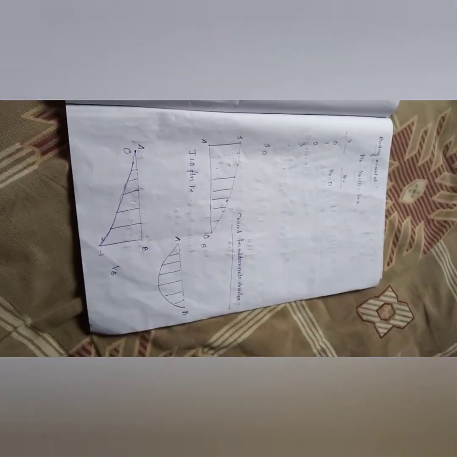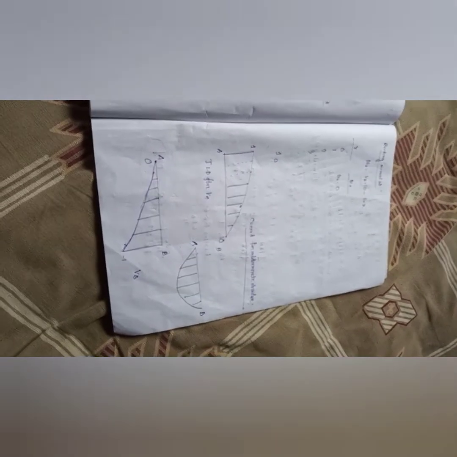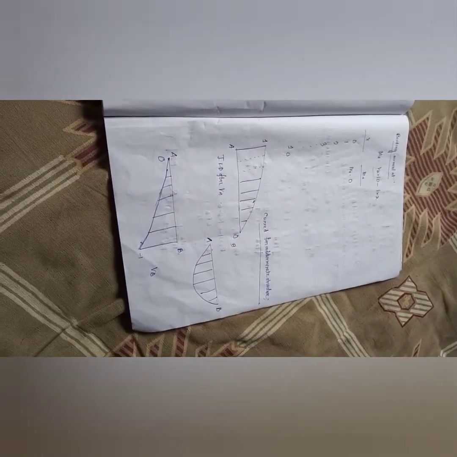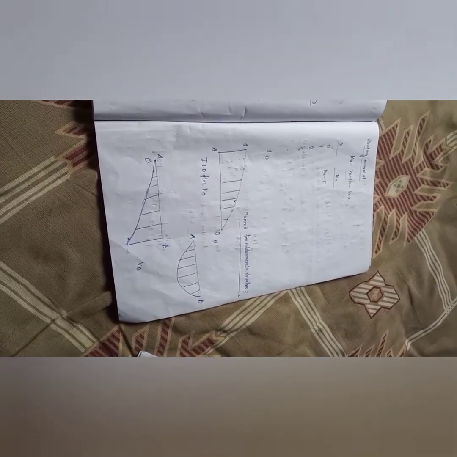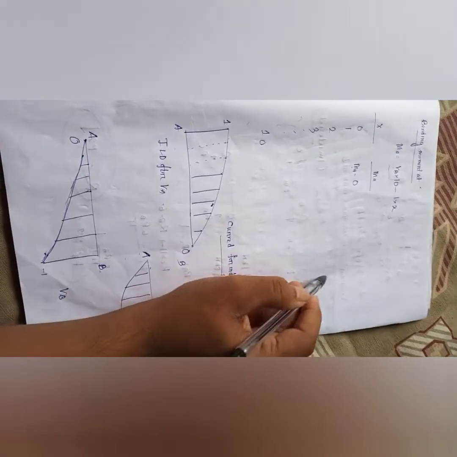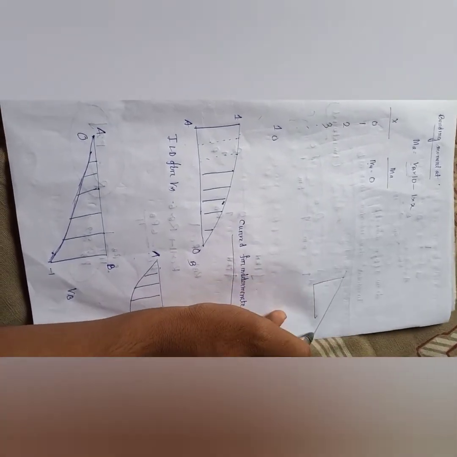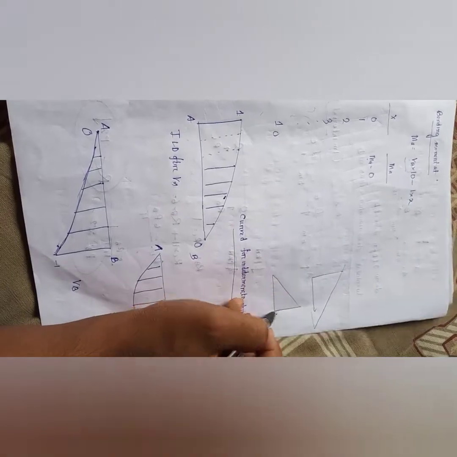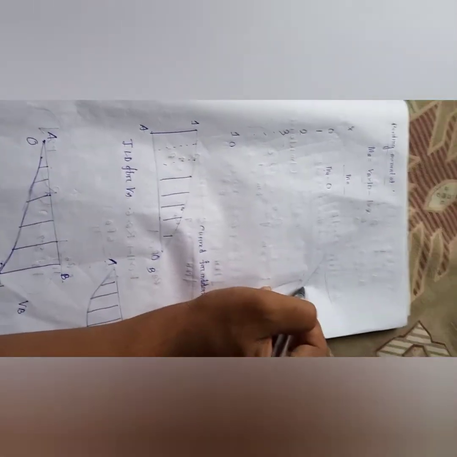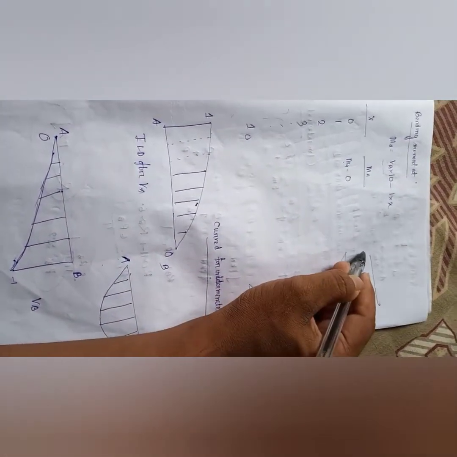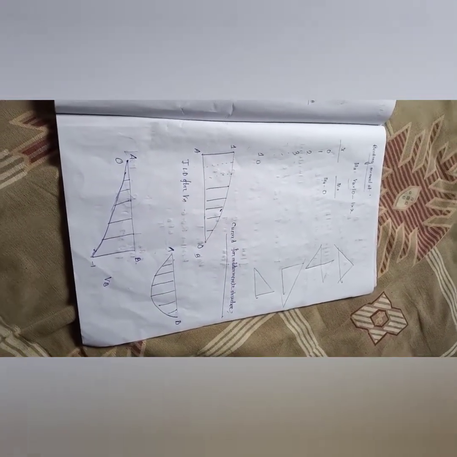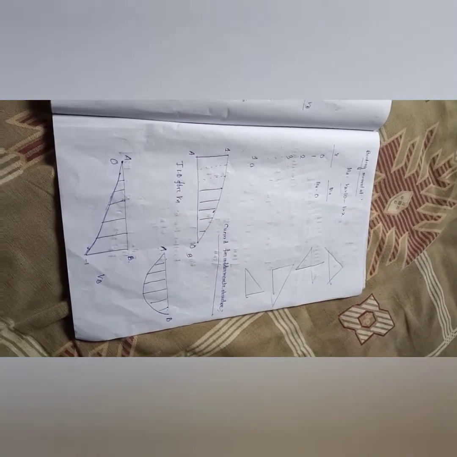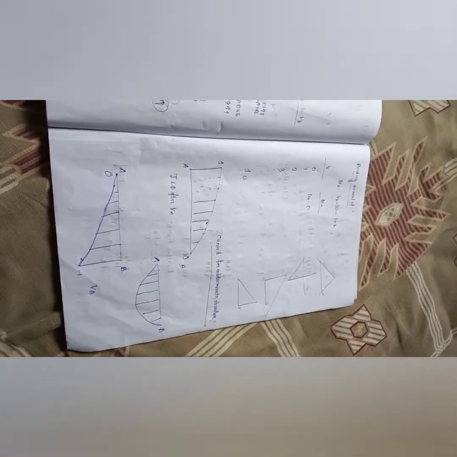Now it's time to draw the ILD. Just remember one thing. When we drew the ILD for the determinate structure, the ILD was a straight line, right? If you remember, if we find the ILD of RA, it was like that, and RB it was like that, okay, and shear force it was like that. For bending moment, it was like that, right? But in the case of an indeterminate structure, the ILD will be some curved portion. It will not be straight.